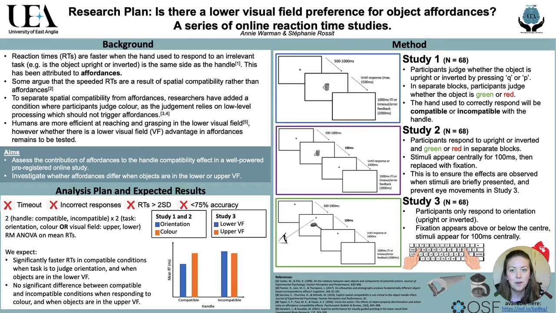Hi, welcome to my poster on my research plan to investigate affordances in the upper and lower visual fields. According to Gibson's theory of affordance, when we look at an object, we automatically process the potential actions we can make with the object, even when we don't intend to act.